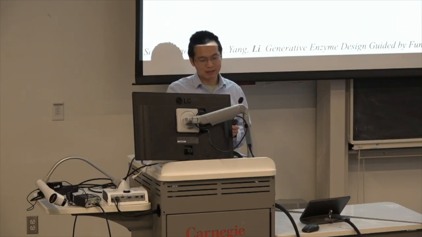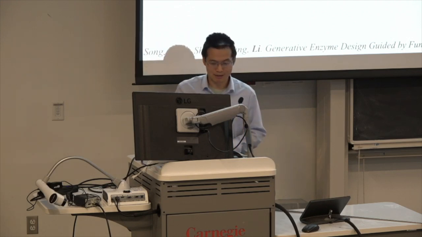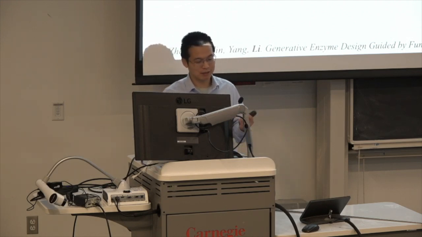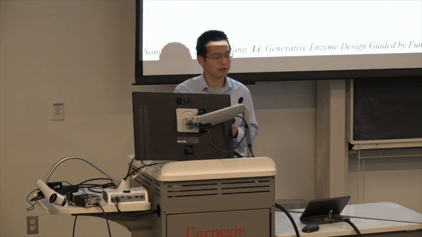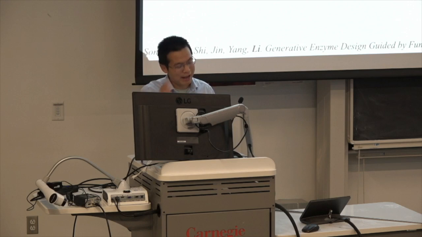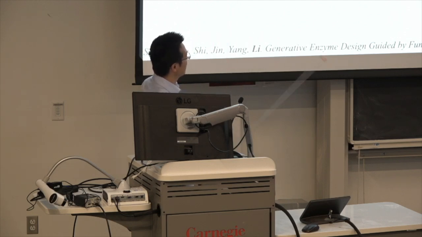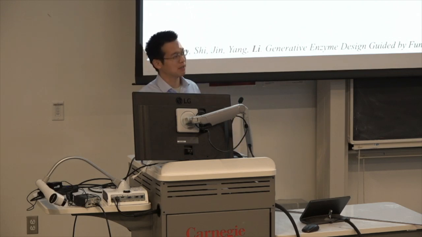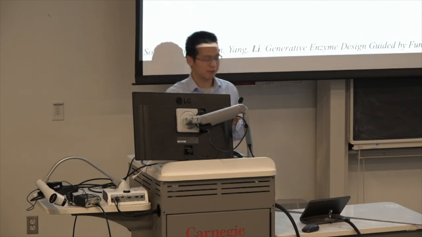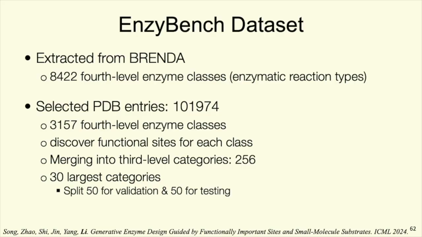And then we mine those functionally important sites for each of these 3,000 classes, and we merge them into about 256 third level categories. And we test on the 30 largest categories on the third level. And we split 50 for validation and 50 for testing. So those validation and testing sets are not in our training.